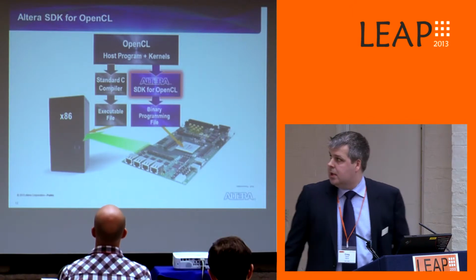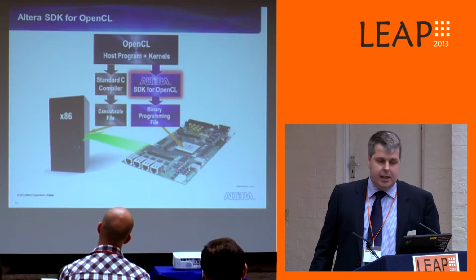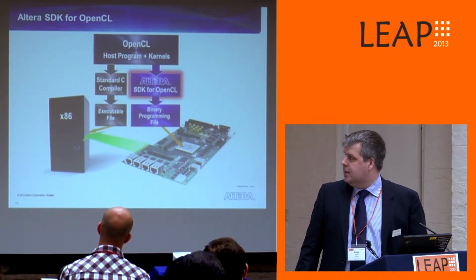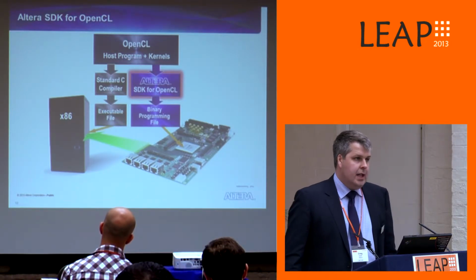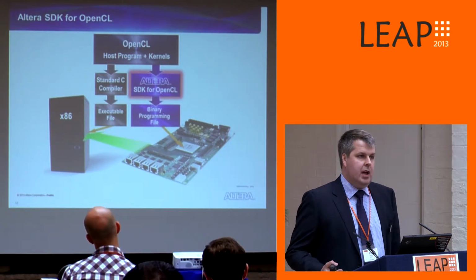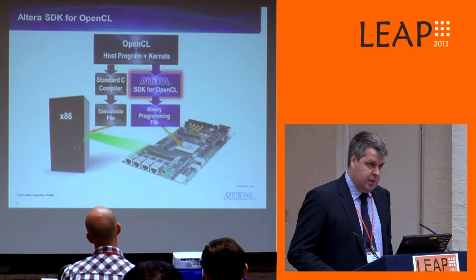So what we produce is an SDK for the OpenCL flow, taking the same OpenCL code, the host program and kernels, pulling that into our tool, and then delivering that into the FPGA as a binary programming file that can be loaded to the FPGA via something like configuration via PCI Express, a new configuration solution.